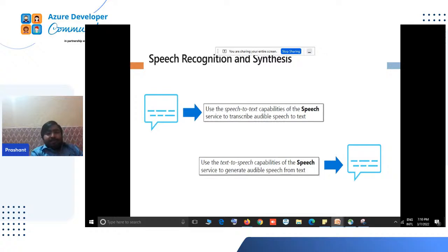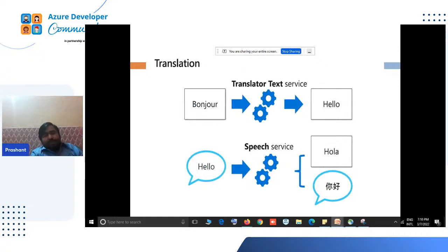Next up is speech recognition and synthesis. Like we said, speech to text and text to speech capabilities are this application area, and we can leverage corresponding Azure services to build solutions where we have these requirements. And then there is the translator text service and a translator speech service. For example, bonjour has been translated to hello, or the audio hello has been translated to hola, and also to Chinese. These capabilities are also there.